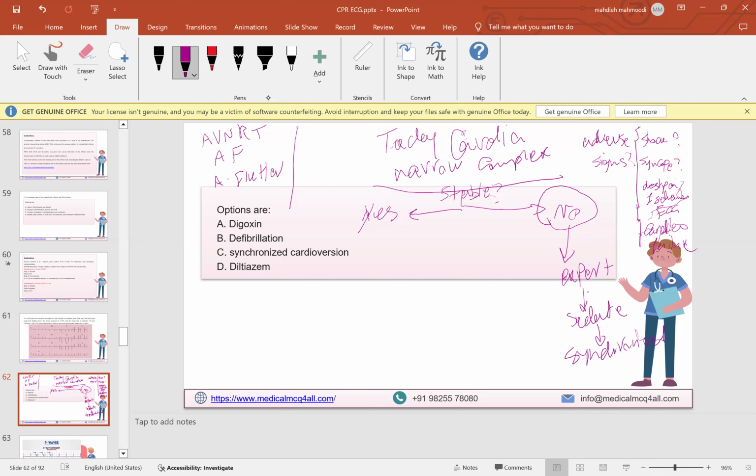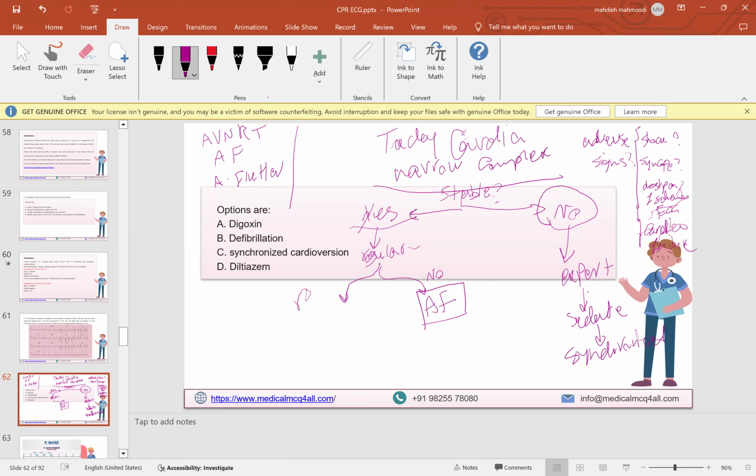But what if the patient doesn't have any of these? The patient is stable. What is the next question? The next question is, is the rhythm regular or not? If it's not regular, it's probably AF. So what do you do? Nothing. Go treat it as AF. The patient is stable, there is no rush. Go treat the patient as AF.